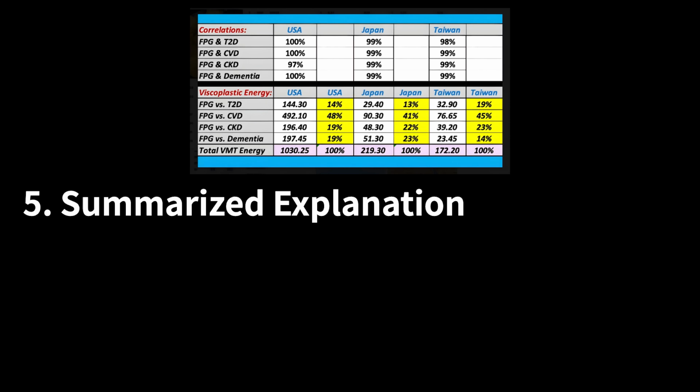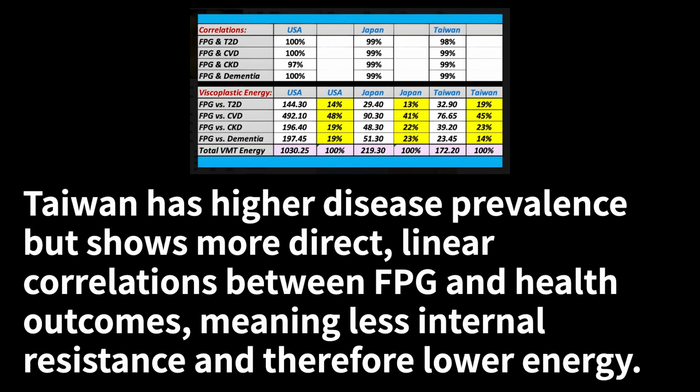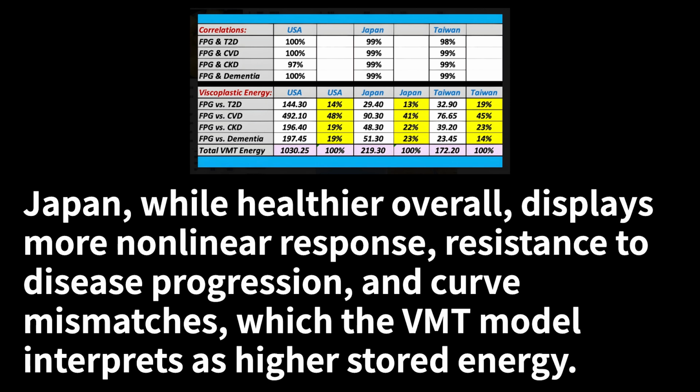5. Summarized explanation. Taiwan has higher disease prevalence, but shows more direct, linear correlations between FPG and health outcomes, meaning less internal resistance and therefore lower energy. Japan, while healthier overall, displays more nonlinear response, resistance to disease progression, and curve mismatches, which the VMT model interprets as higher stored energy.